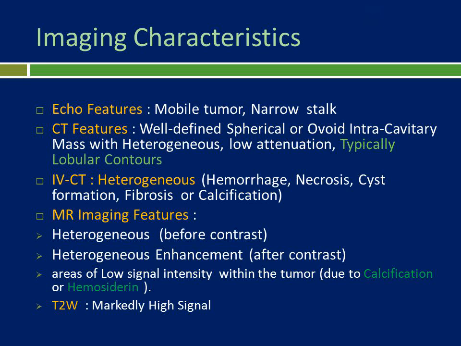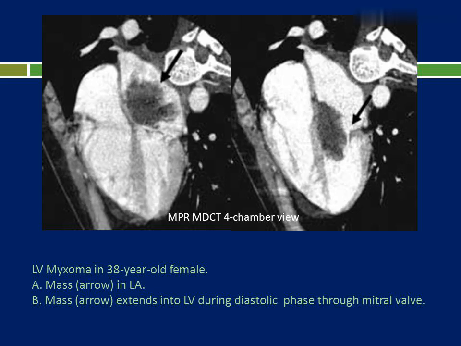MR imaging features: heterogeneous before contrast. Heterogeneous enhancement after contrast. Areas of low signal intensity within the tumor, due to calcification or hemosiderin. On T2W, markedly high signal.